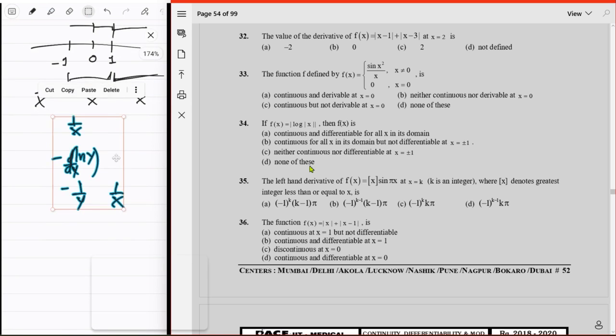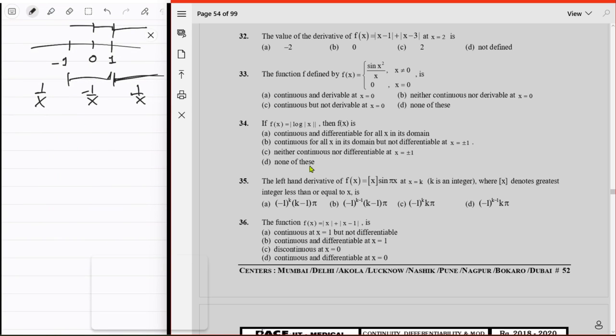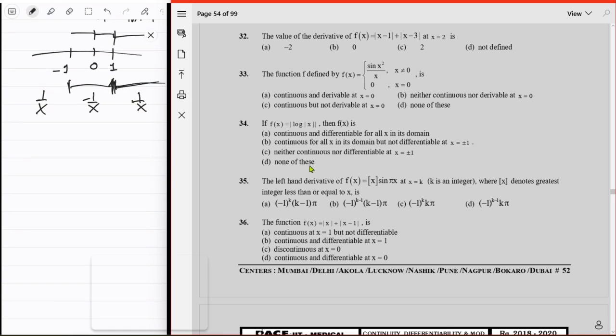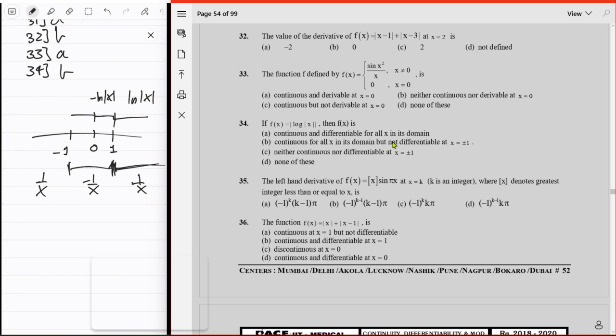Cool. So when x is equal to 1, what happens? This becomes negative 1, this becomes 1. Sorry, this can't become anything because we're just talking about this point. So it becomes negative 1, this becomes 1. So at 1, the derivative is discontinuous, so it's non-differentiable. Similarly, for negative 1, it will be non-differentiable, which means it's continuous everywhere, but it's not differentiable at x equal to plus minus 1, which is B. Next question.